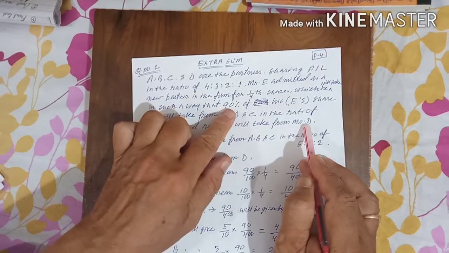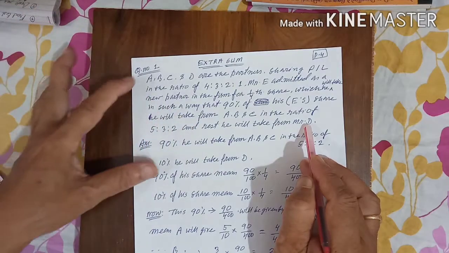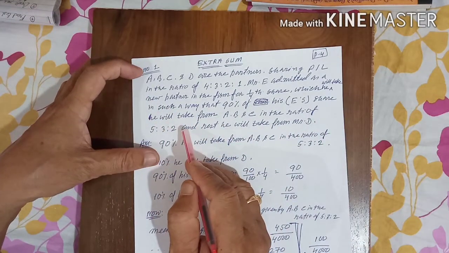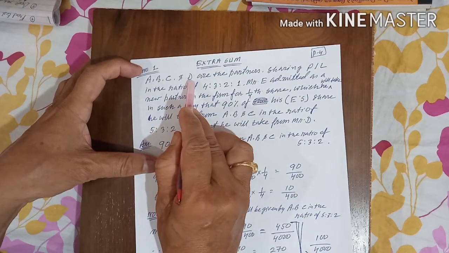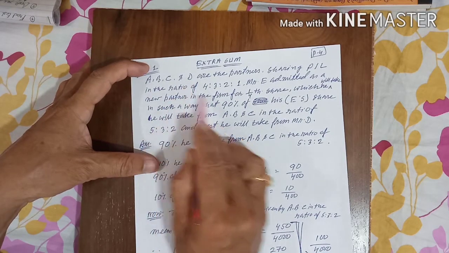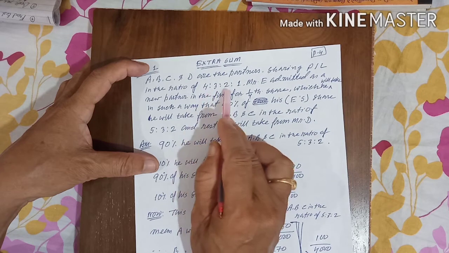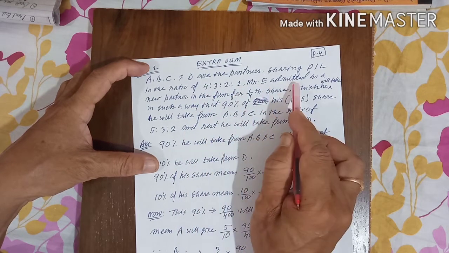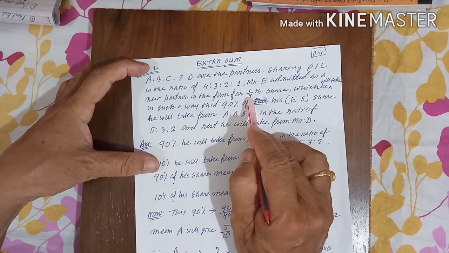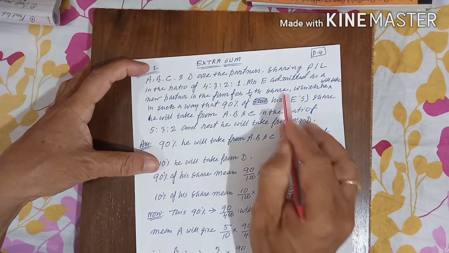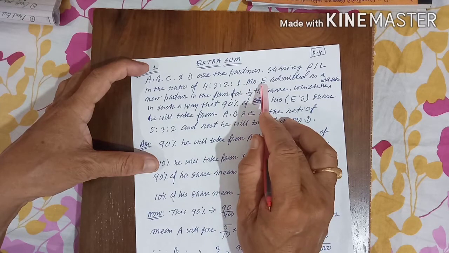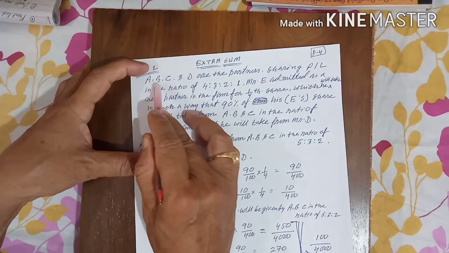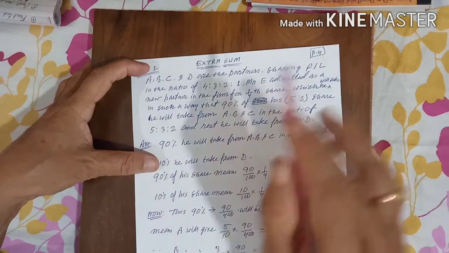See, the percentage sum is not given in your book, but you have to know how to do this one also. 4 persons are there, that was old. Their profit and loss sharing ratio is 4:3:2:1. E is a new partner. E will take 1/4 share, and from there lots of confusion. It is given that this 1/4 share Mr. E will take from A, B and C, not in a simple way.